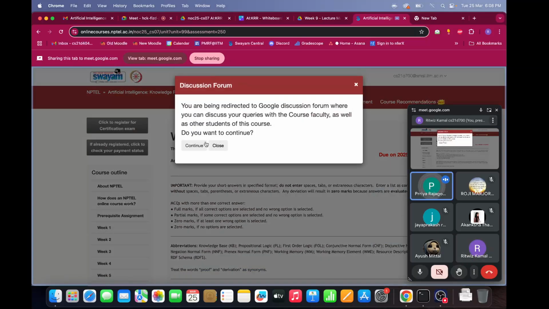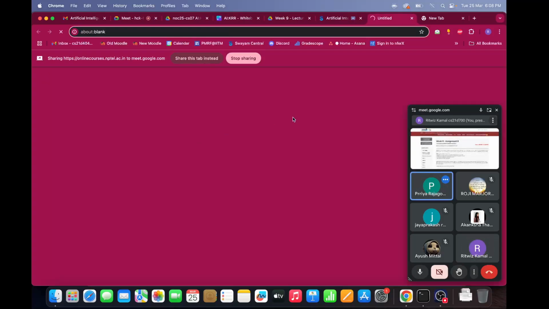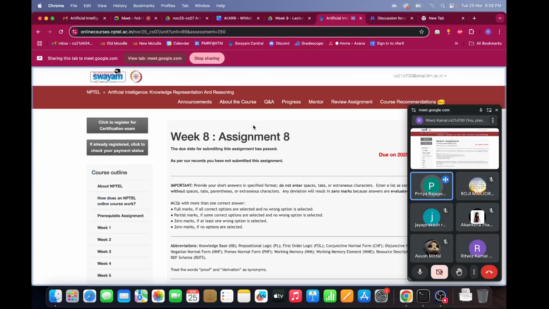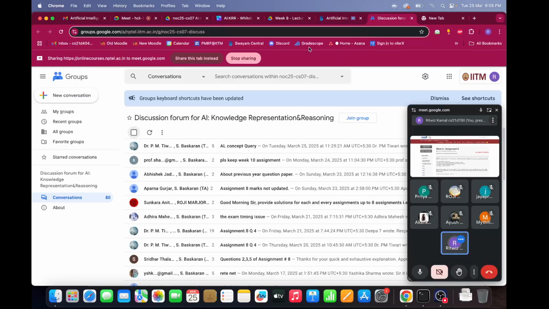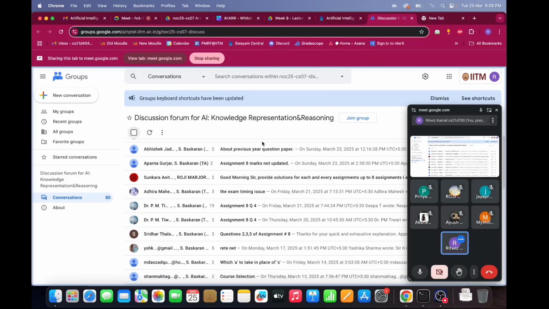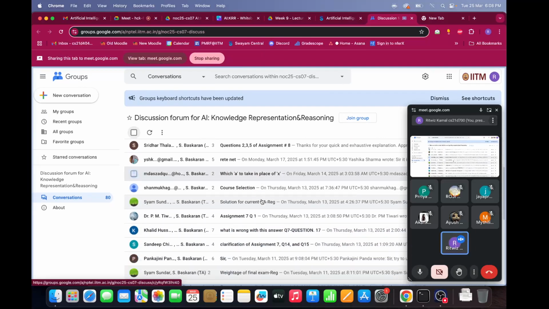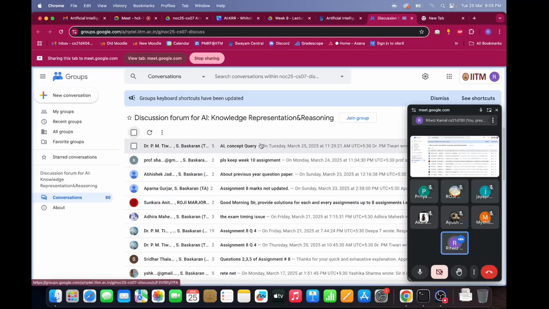You can click on this Q&A option. You have to click on search for Q&A. You can see the point where I'm moving my cursor over here at the top. You can go over here. This will lead you to a discussion forum, and here you can ask your doubts. See, many people have asked their doubts here. You can also see your doubts over here.